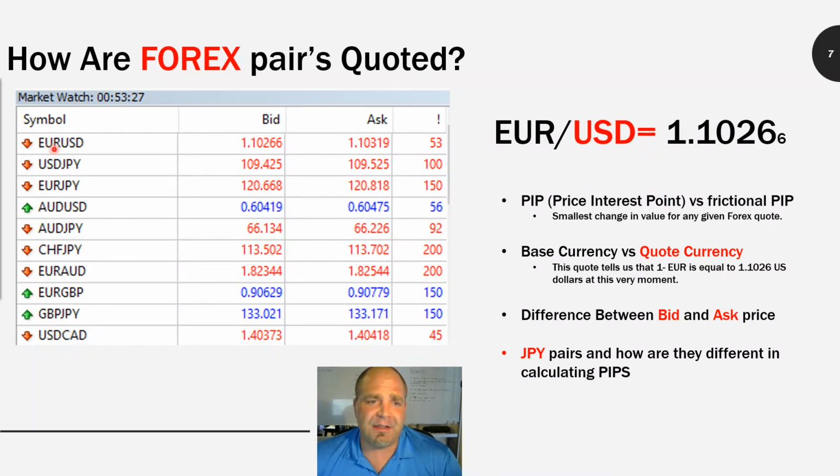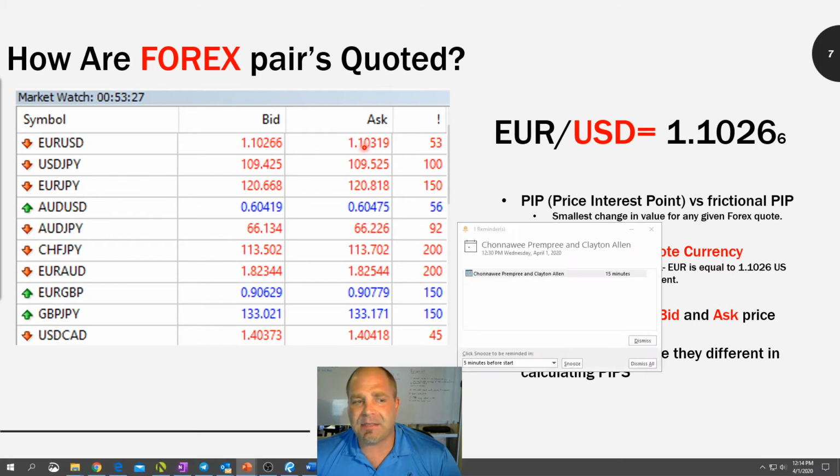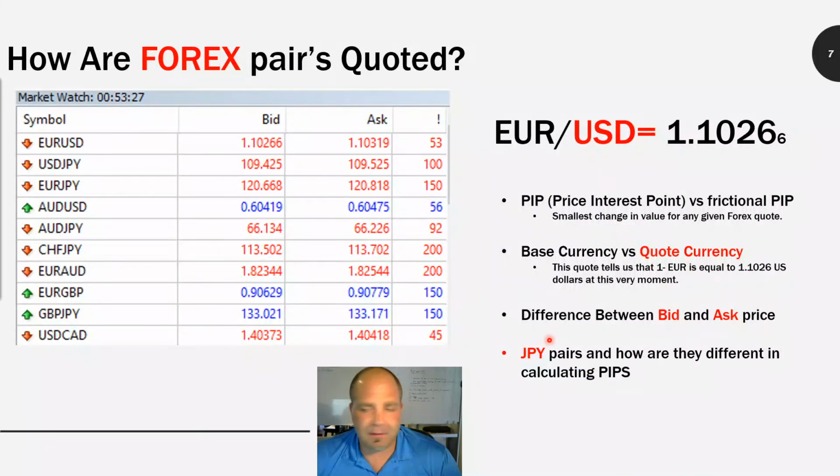So right here you can see the euro US dollar, and I think this was pulled after the market was closed. So you can see some of these spreads are pretty big. But euro US dollar, the bid and ask price. So euro US dollar, the euro is the base currency. It's the first one mentioned in the pair. And then the quote currency is the second one mentioned in the pair.